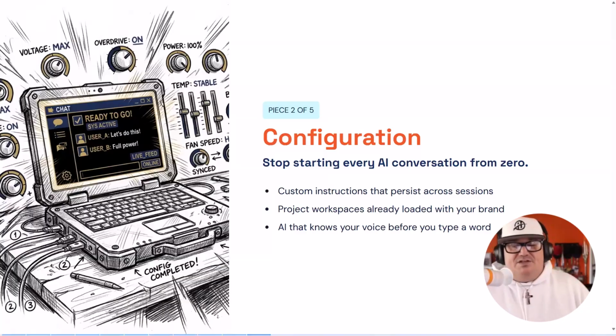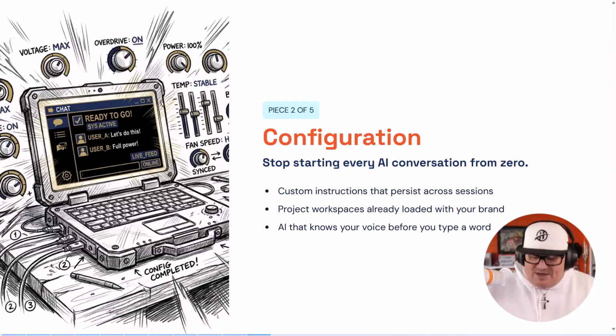So every conversation starts already knowing your brand. Project workspaces hold context across campaigns. Persistent memory means your AI partner gets smarter over time. And when this is set up right, any team member can pull up the same workspace and get consistent on-brand output. Now, we're going to talk about this deeper in session 3.